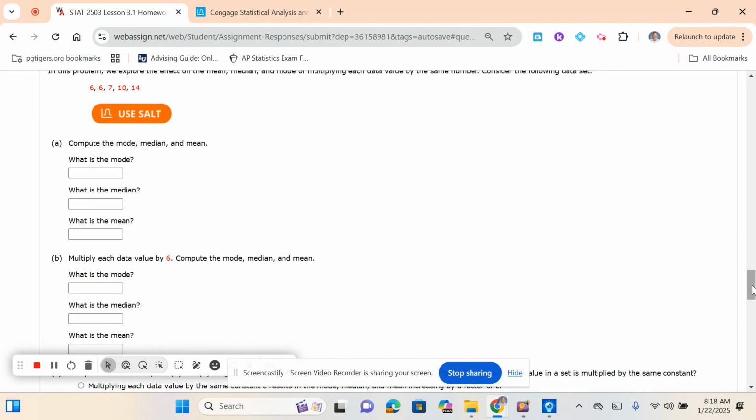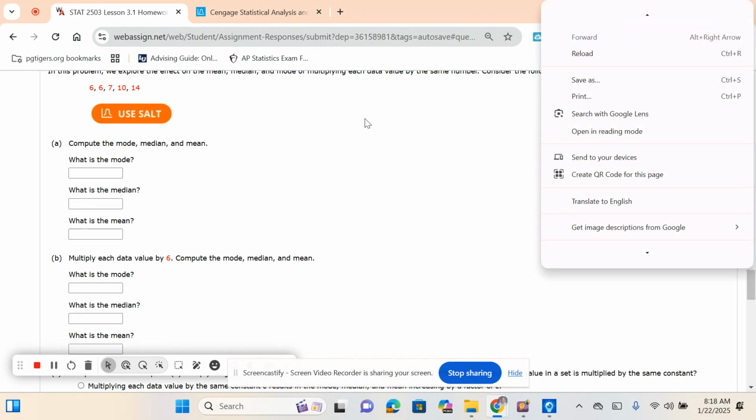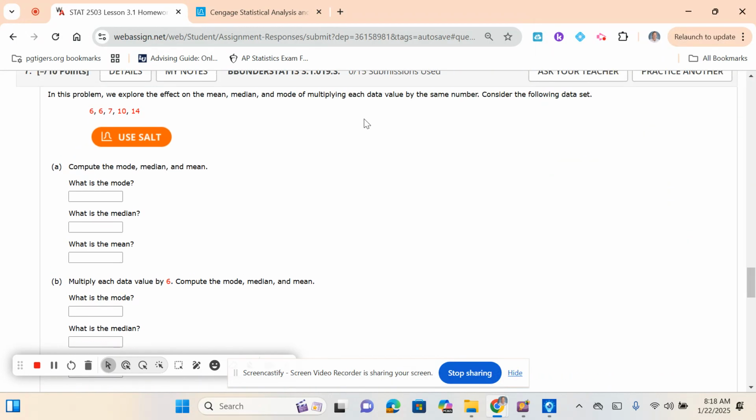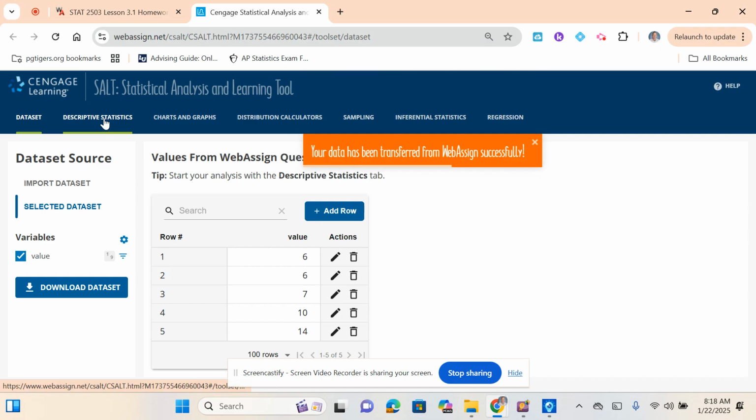Okay, so on this one, we're going to explore multiplying data sets. We're going to do some exploration. I like how this is set up. So we'll click use salt first, and we'll go to descriptive statistics once it loads.